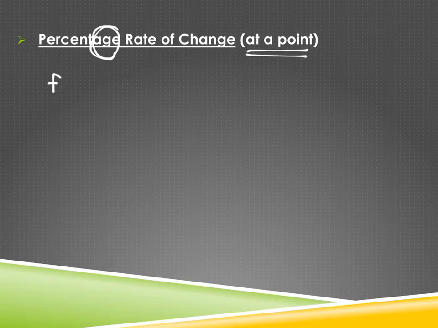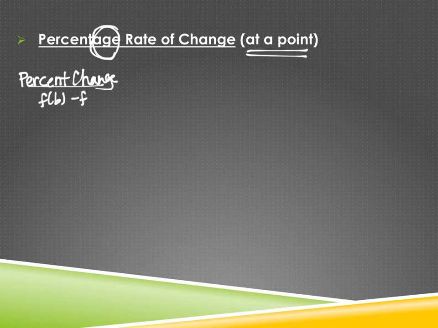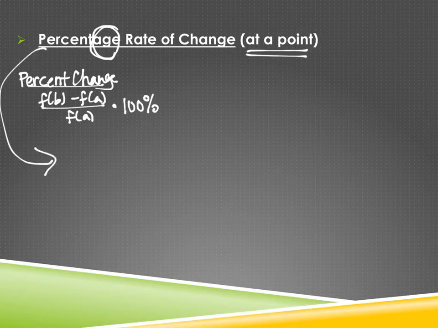Well, actually, you know what? Let me put this down here first to remind us. You tell me, what did we have for percent change? f(b) minus f(a) over f(a) times 100. Good. That's what that looked like for percent change. All right, so then for percentage change, what changes? Well, the denominator stays the same. It's still f of a, and the times 100 stays the same. That's all cool. What changes is the numerator.